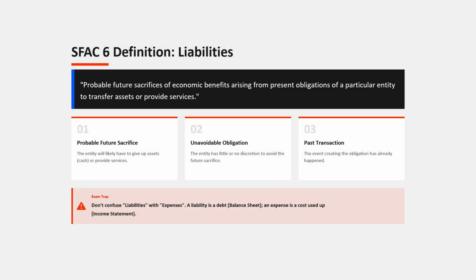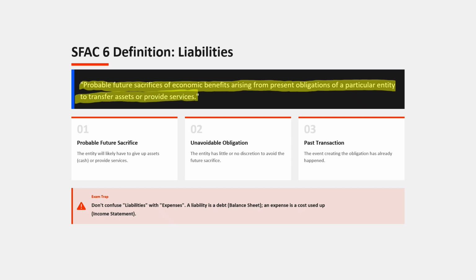Okay, so let's go to the liabilities. Liabilities also have a definition. They are probable future sacrifices of economic benefits arising from present obligations of a particular entity to transfer assets or provide services. What are those? So we have a probable future sacrifice. What does it mean? You either give up an asset, which is cash, or provide a service.